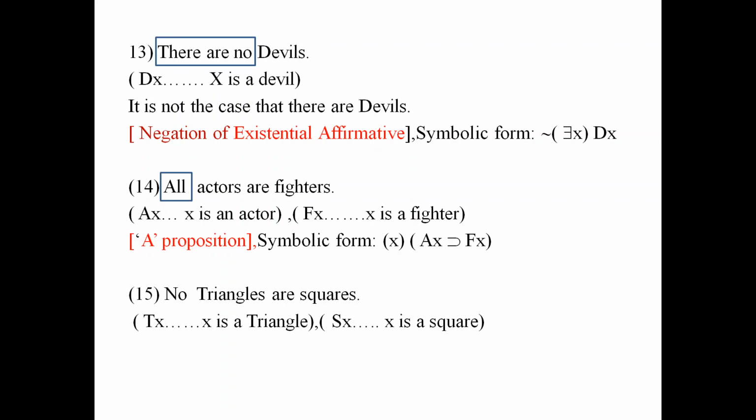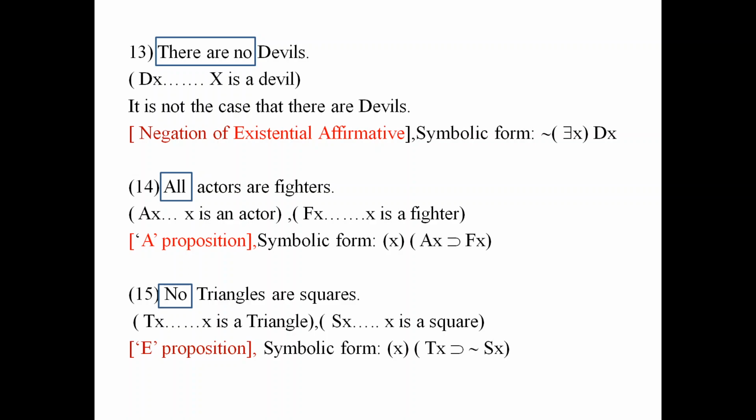15th, no triangles are squares. Again, two classes and the word no is used in it, so it's an E proposition. The symbolic form is universal quantifier phi x horseshoe curl psi x. In the place of phi you are going to write capital T, instead of psi you will write S, and the written expression will be universal quantifier Tx horseshoe curl Sx, and it will be read as given any x in the class, if x is a triangle, then x is not a square.